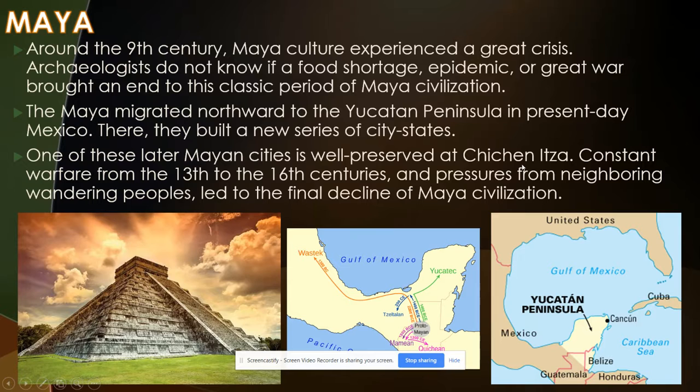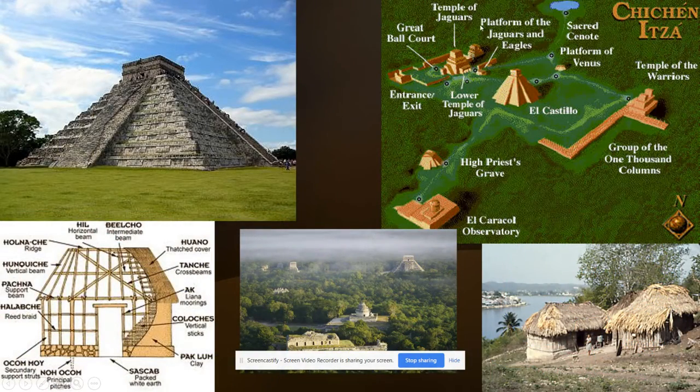One of the later Mayan cities, which is well preserved, is Chichen Itza. Constant warfare from the 13th to 16th century, pressure from other neighboring wandering people led to the final decline of the Mayan civilization. So here's Chichen Itza, what it would have looked like back then. Here's, of course, one of their pyramid temples. This is an actual aerial photo of Chichen Itza, and then this is what a typical Mayan home would look like.